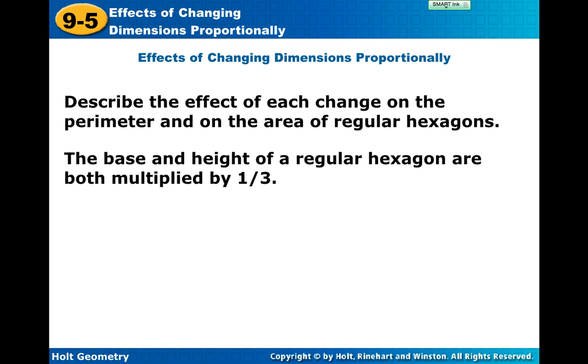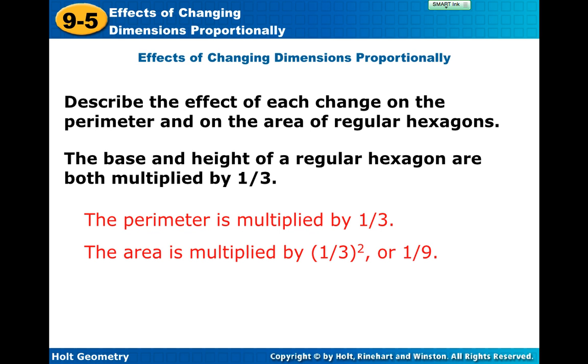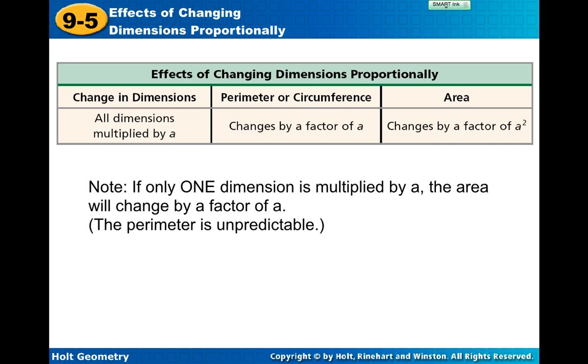Okay, perimeter will be multiplied by 1/3. Area is gonna be multiplied by 1/3 squared, which is 1/9. Because that changed both dimensions.